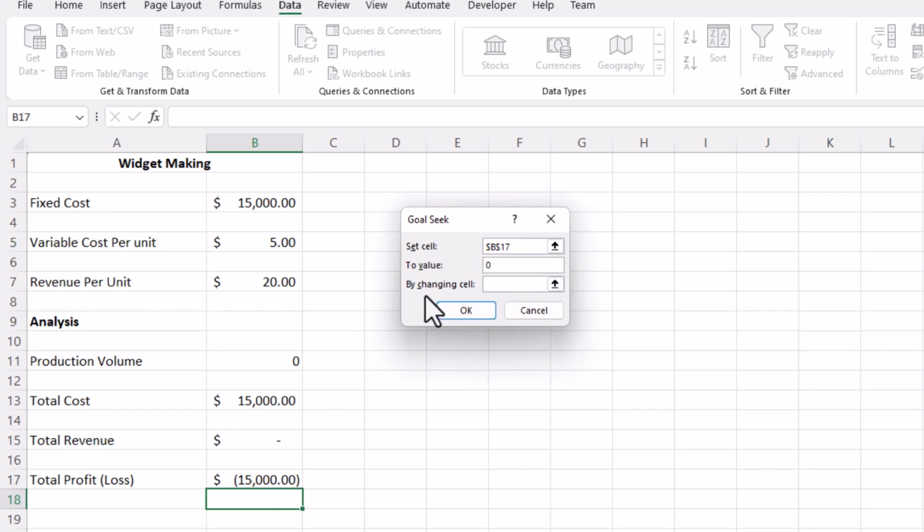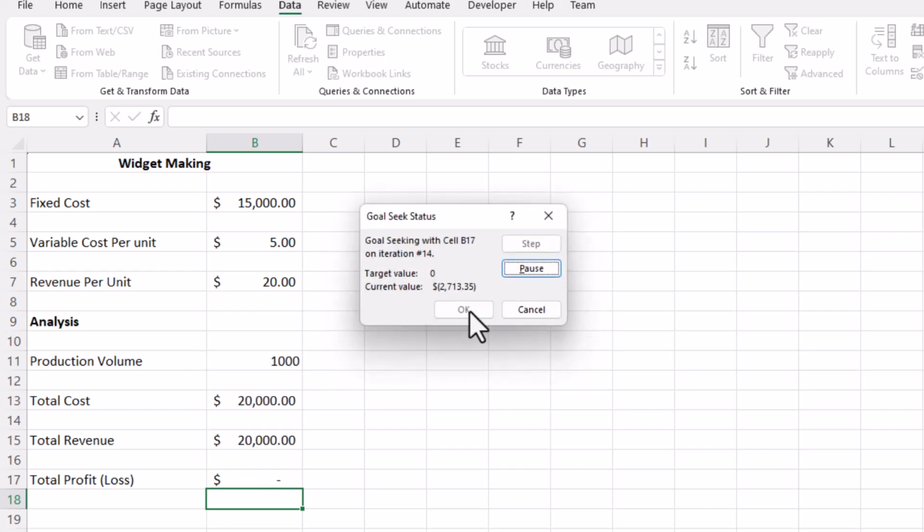And then the third parameter is by changing which cell, and changing the cell of production volume, which is this one, and then we press OK, and voila. The break-even point is 1,000 units, for which the total profit is 0.